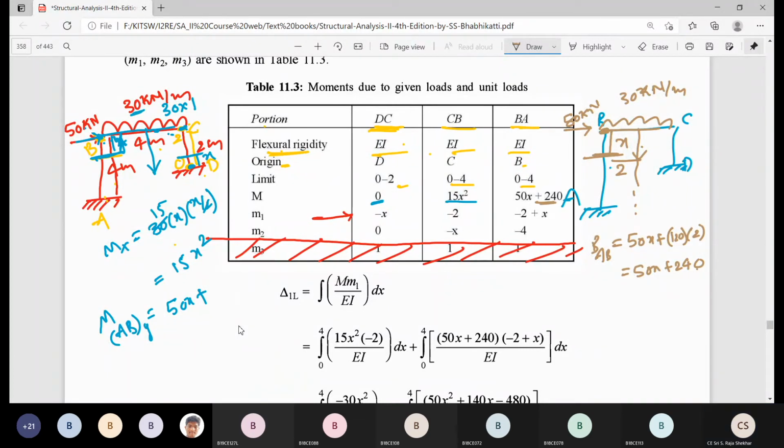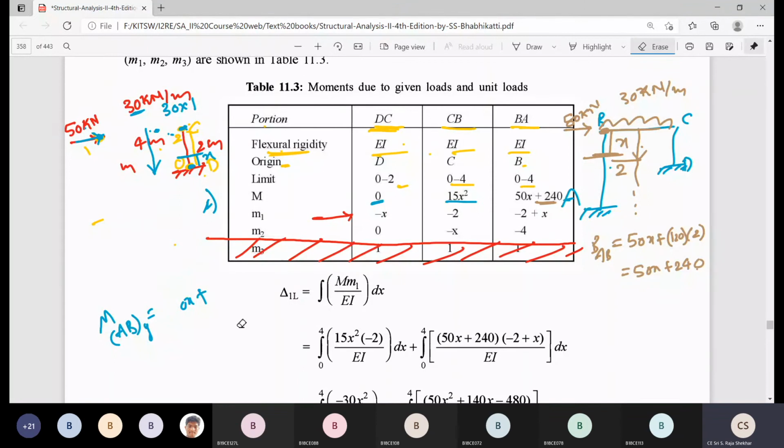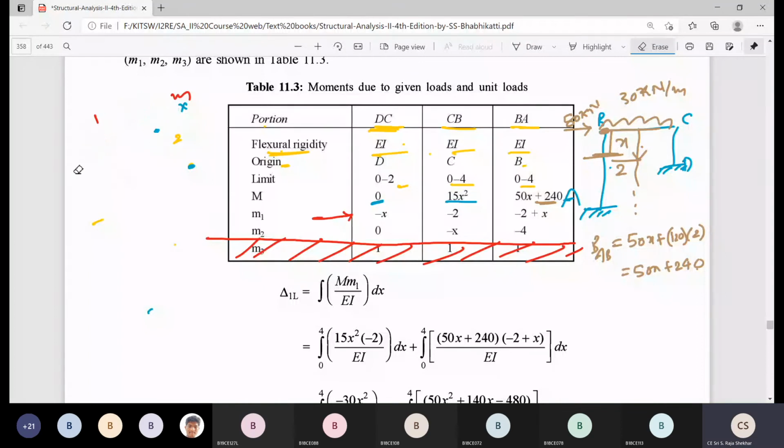Next, small m1 will be the bending moment due to unit force. By application of unit force in the coordinate direction 1, the bending moment in all the members will be represented by small m1. Okay, so I will represent it here.